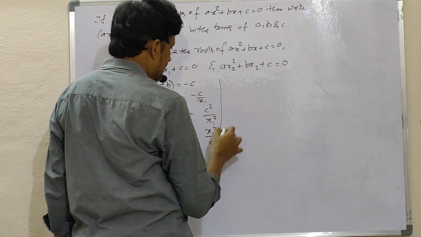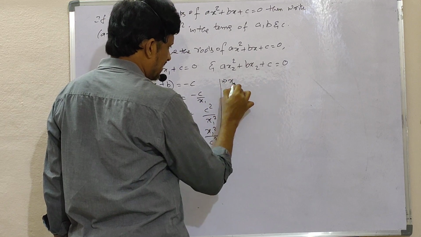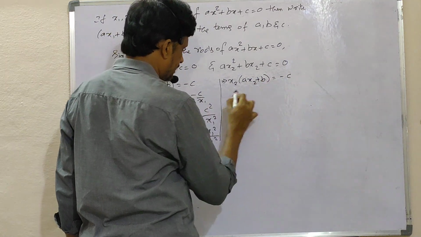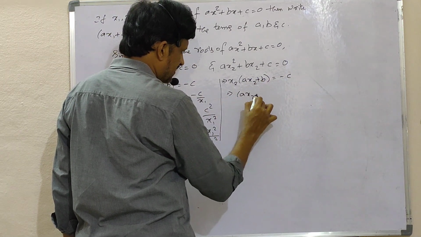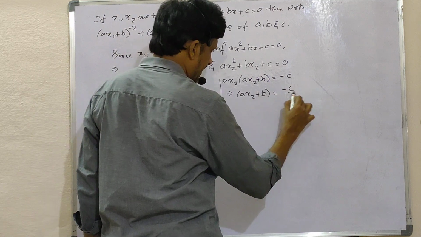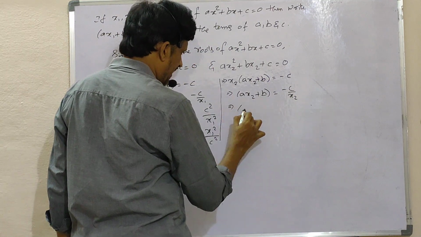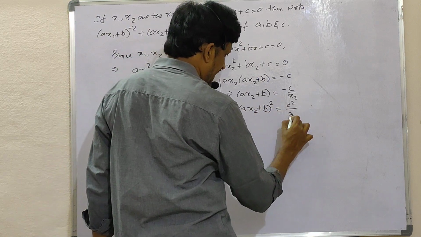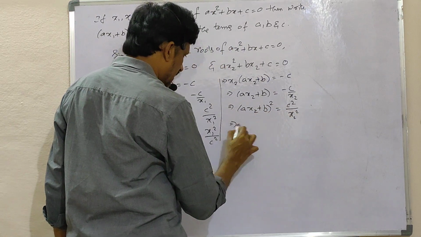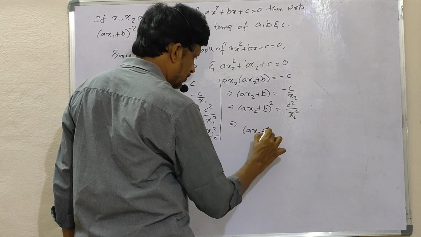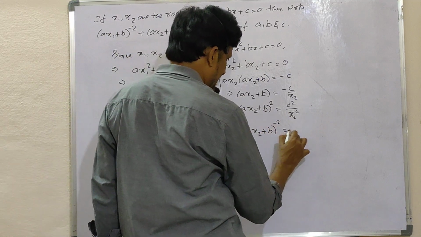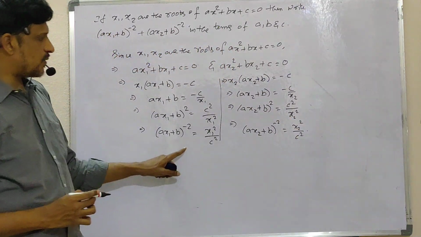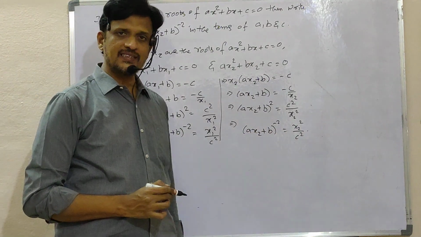And similarly from the second case, by taking x2 common, you are getting ax2 + b equal to -c, so the value of ax2 + b is equal to -c/x2. If you apply the square on either side, you are getting c²/x2². The reciprocal gives the required (ax2 + b)^(-2), which is equal to x2²/c². This is x1²/c² and this is x2²/c².